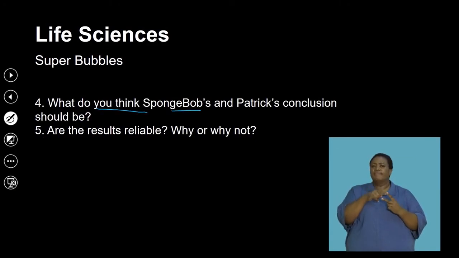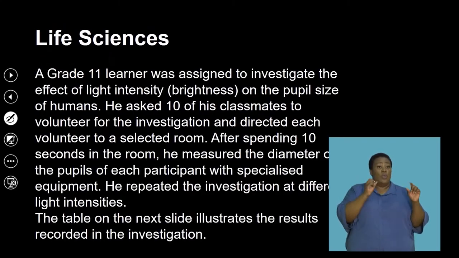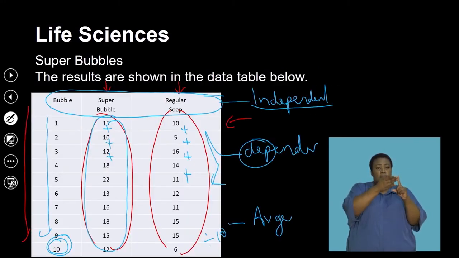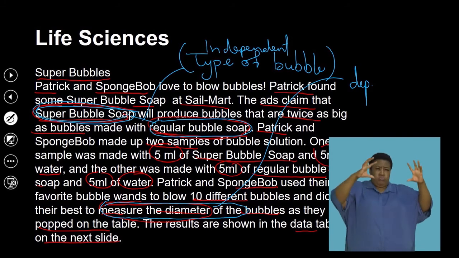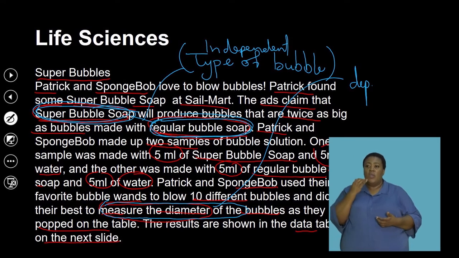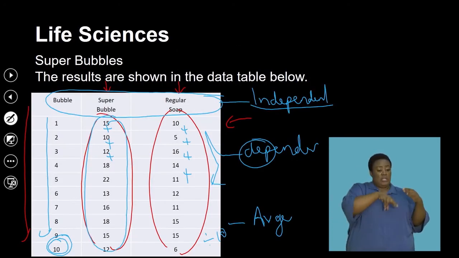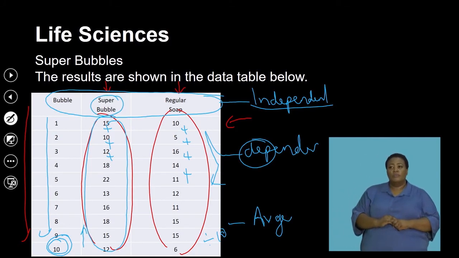What do you think SpongeBob and Patrick's conclusions should be? So remember that when they looked at this experiment, they were looking at which of the two. So if I go back to the aim of the experiment, it was to determine if this super bubble soap was going to produce larger bubbles than the regular bubble soap. And so if we go to the data table, and if you look at the results, and if you calculate the averages, you will see that the super bubble soap produces an average that is significantly higher or larger than the average produced by the regular bubble soap.